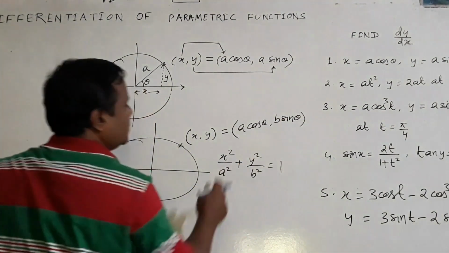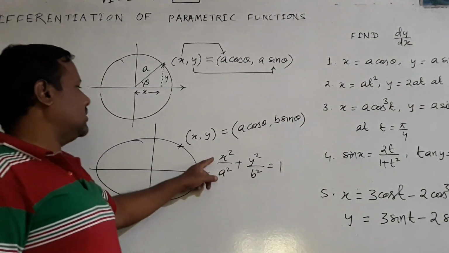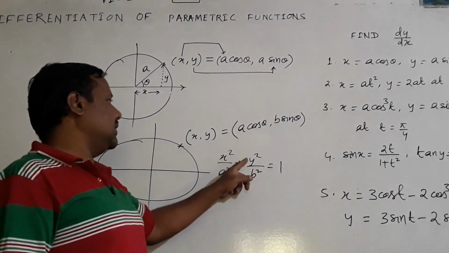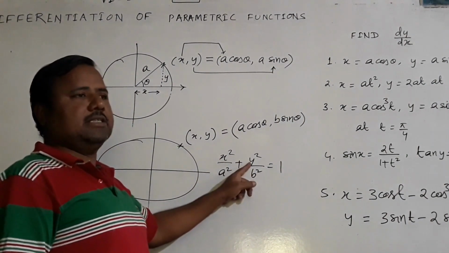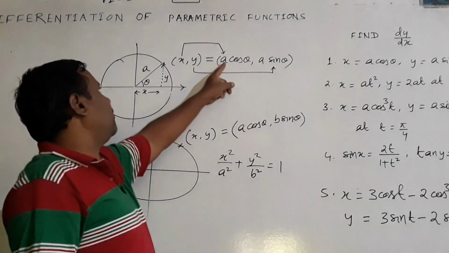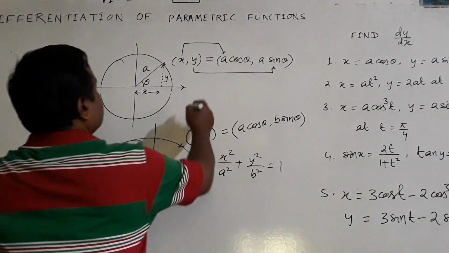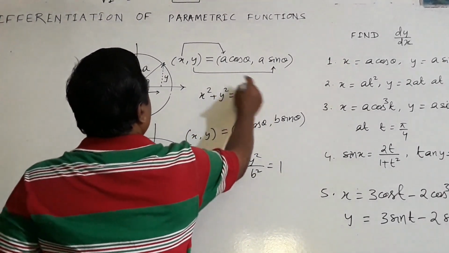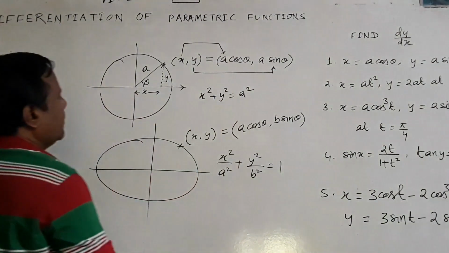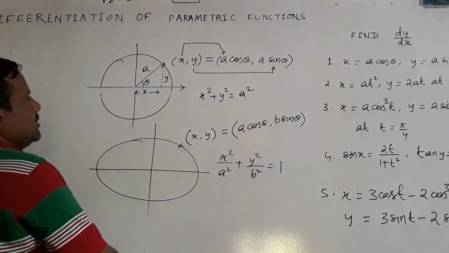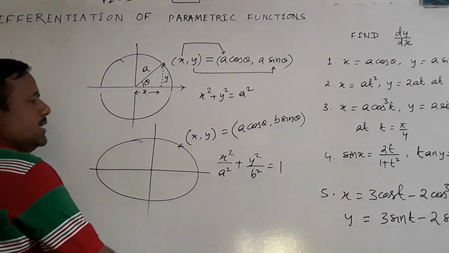Putting these values here, if you put a cos theta, a square cos square theta by a square becomes cos square theta. B square sin square theta by b square becomes sin square theta. Cos square theta plus sin square theta is equal to 1. Here also, for the circle equation x square plus y square is equal to a square, if you put x is equal to a cos theta, y is equal to a sin theta, then it becomes a square cos square theta plus a square sin square theta is equal to a square.